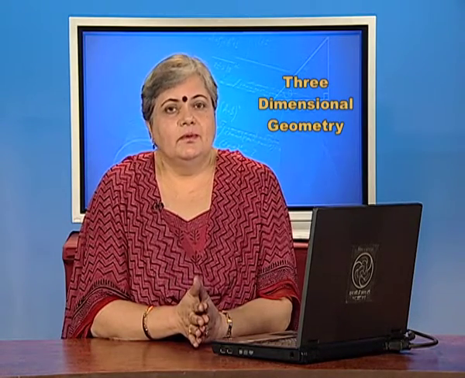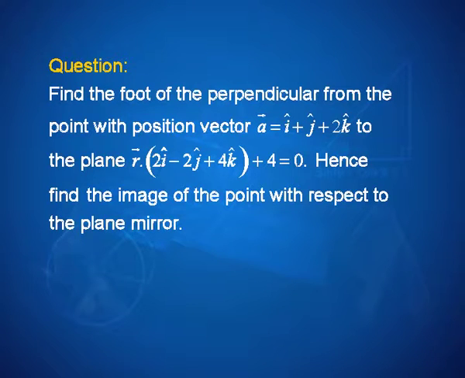Now, here is a problem for you. Find the foot of the perpendicular from the point with position vector A given as i cap plus j cap plus 2 k cap to the plane with the equation r dot (2i minus 2j plus 4k) plus 4 equal to 0. Hence, find the image of the point with respect to the plane mirror.